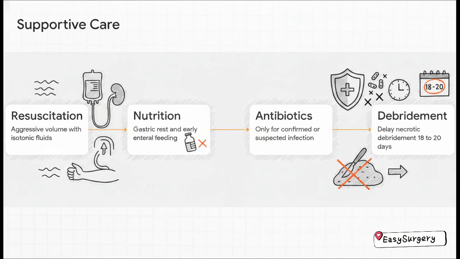Step 3, hold off on the routine antibiotics. Seriously, reserve them only if an infection is confirmed or highly suspected. And Step 4, strictly delay any surgical debridement of necrosis for at least 18 to 20 days. You have to give that tissue time to properly sequester.